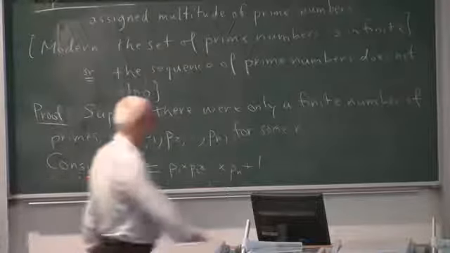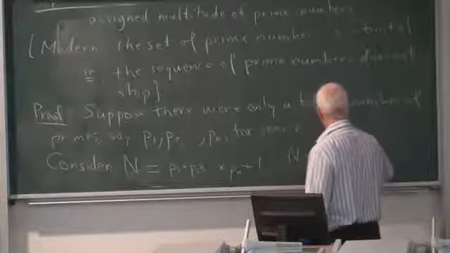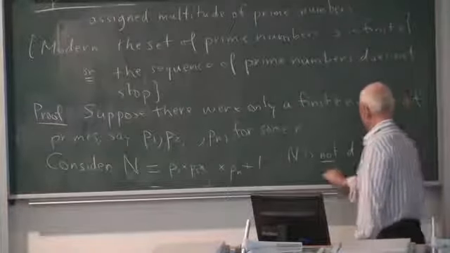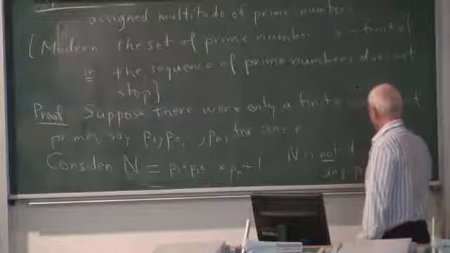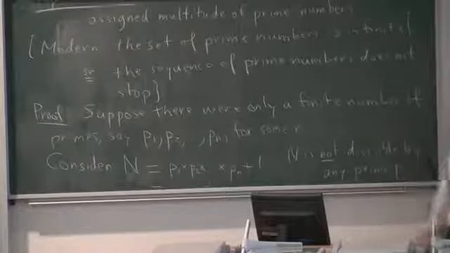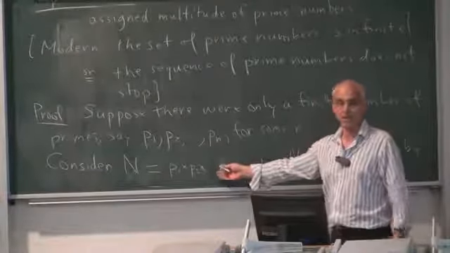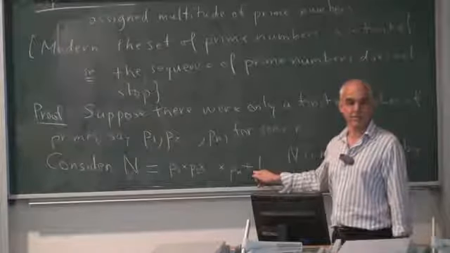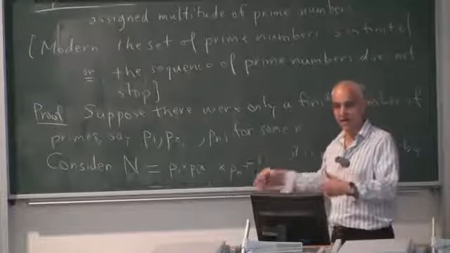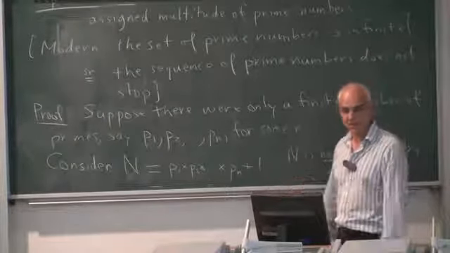This number N is not divisible by any of our primes Pk. Because if you divide it by Pk, you're going to get a remainder of 1. It's 1 more than a multiple, so if you divide it by that prime, you're going to get a remainder of 1. It means it doesn't divide.